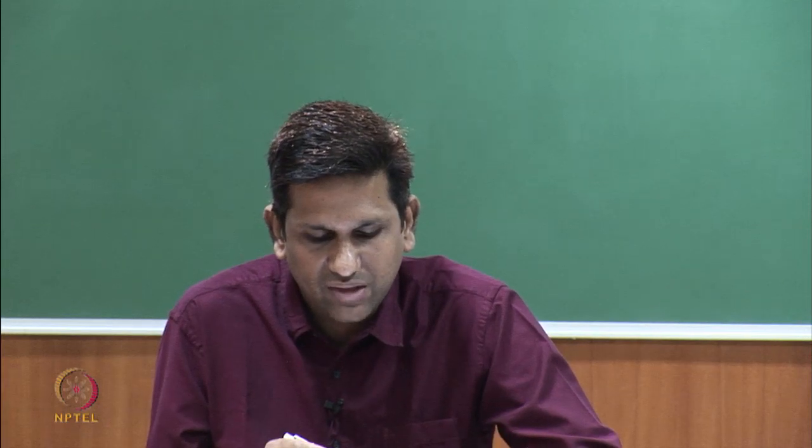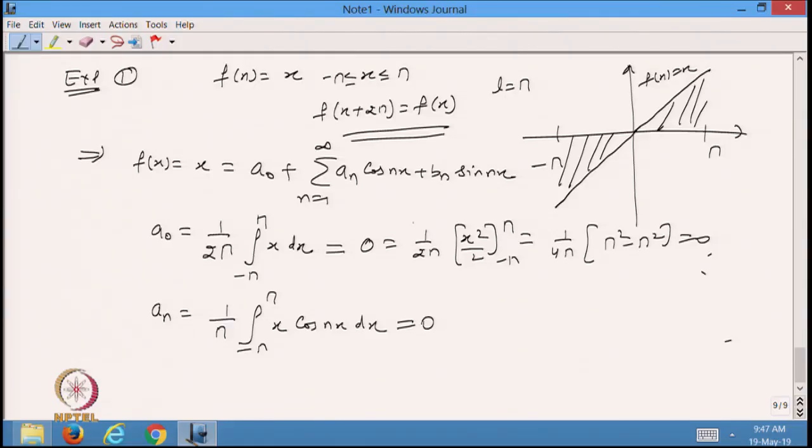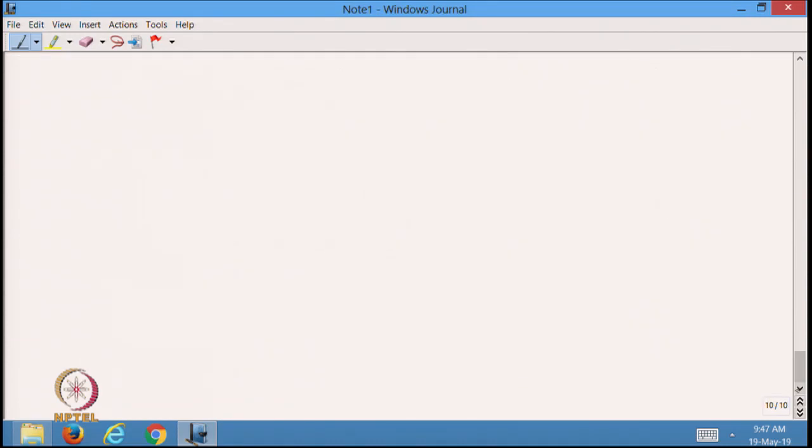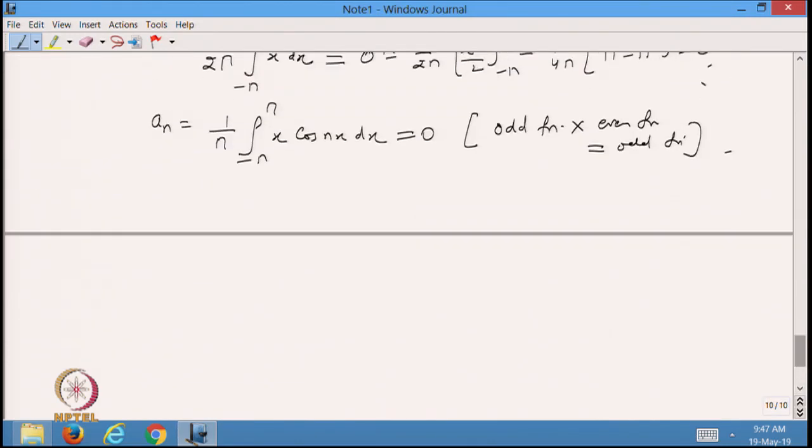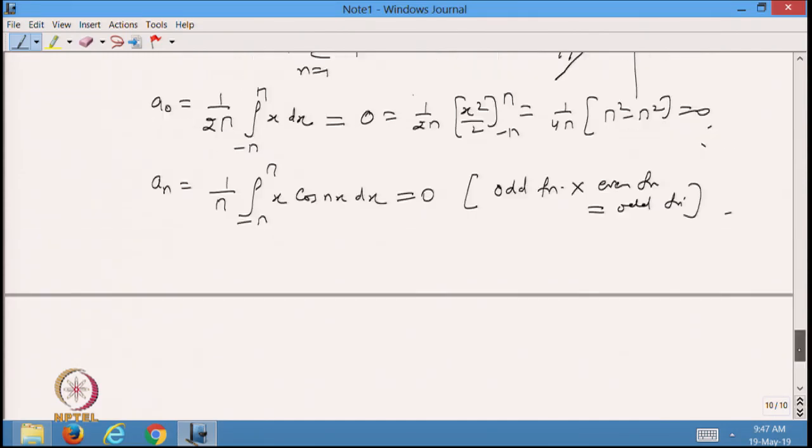So, if I look at this one, I have an odd function multiplied by an even function. If you remember, an odd function multiplied by an even function gives an odd function. So this result should be odd, and its integral should be equal to 0. We are only using the property of the odd function and the even function.